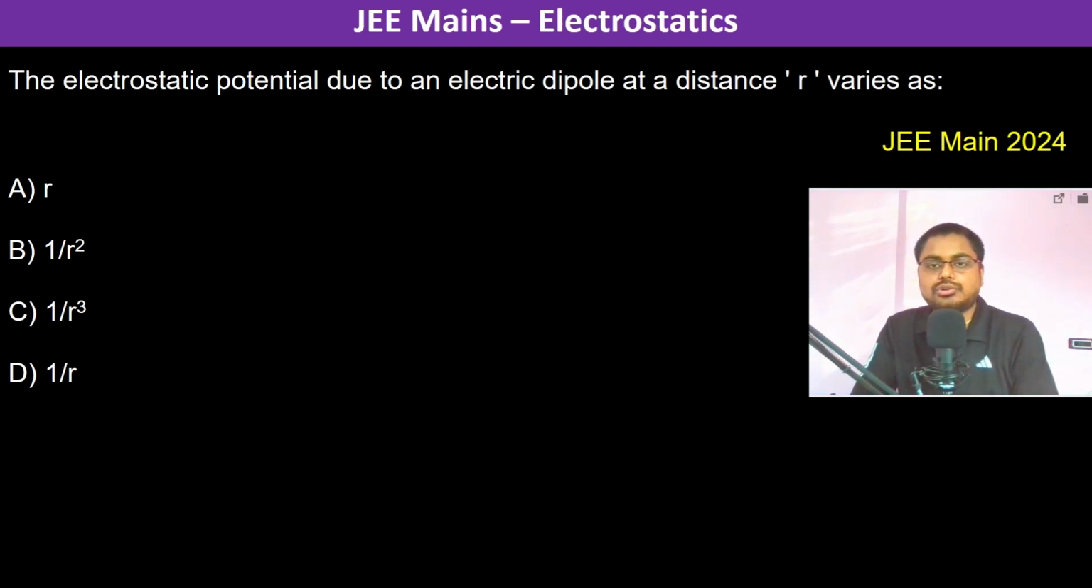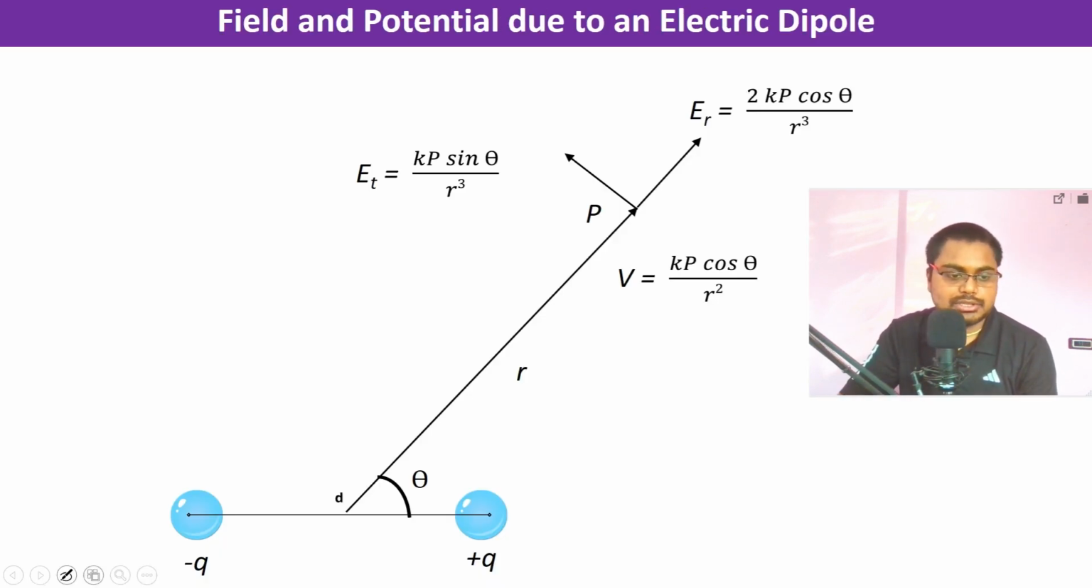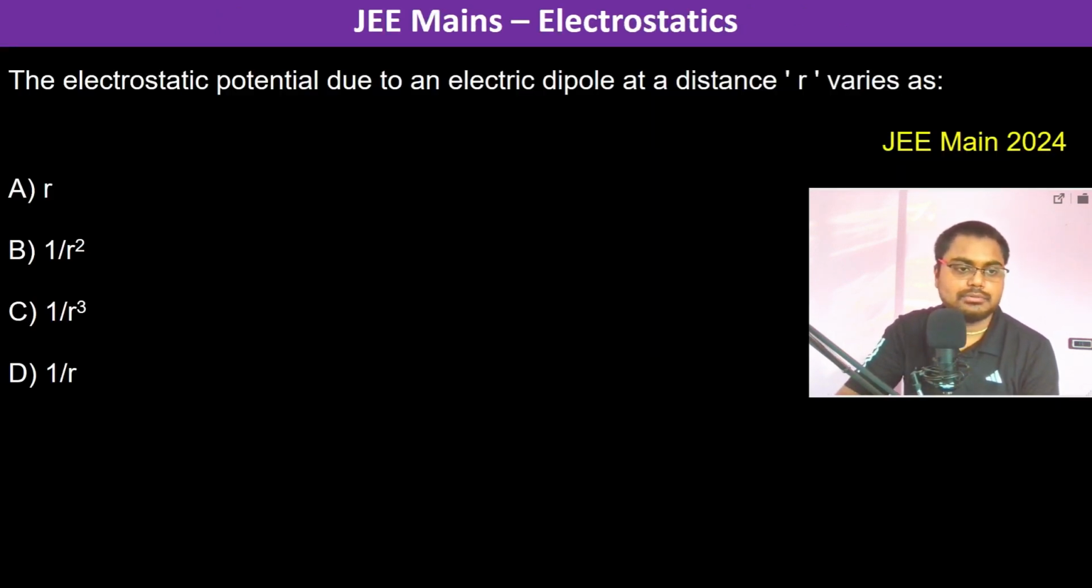Electrostatic potential due to an electric dipole at a distance r varies as? Let us see this. This is the diagram which shows the electric potential due to a dipole. If you look clearly, it varies as 1 by r square. Therefore B is going to be the answer.